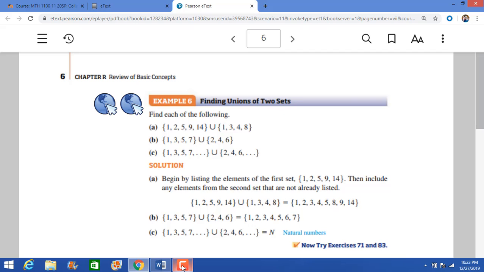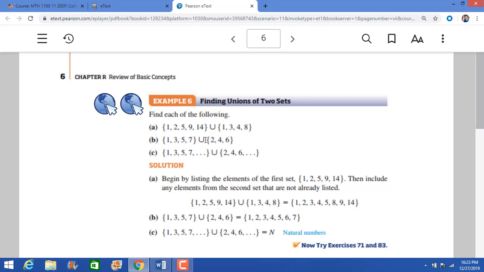Okay, so here's example 6. Here we have two sets and we want to find each of the following. So we want the union of these two sets. Again, we're going to pool these together and get rid of any duplicates. So our result is going to be 1, 2, 3, 4, 5, 8, 9, and 14. That's the union.